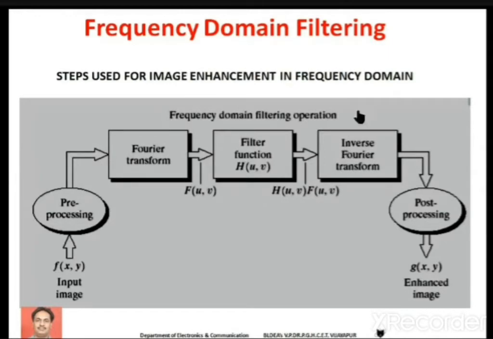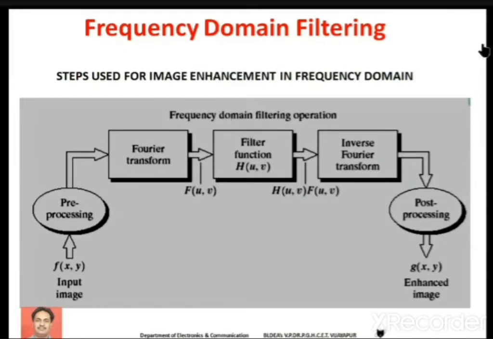Can you think why we are multiplying H of u comma v with F of u comma v? Please recall, multiplication in the frequency domain is as good as the convolution operation in the time domain. Basically, all filters work on the concept of convolution. So in the frequency domain, multiplication of two signals is as good as performing convolution. That is why we multiply the filter transfer function H of u comma v with the Fourier transform of the input image F of u comma v.